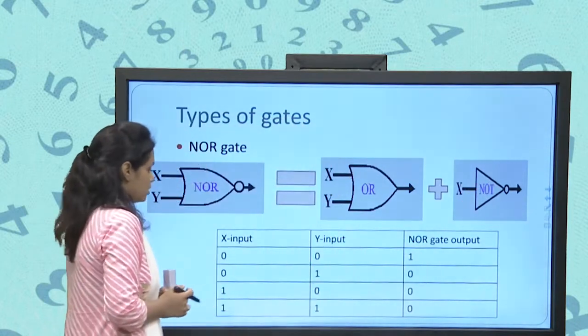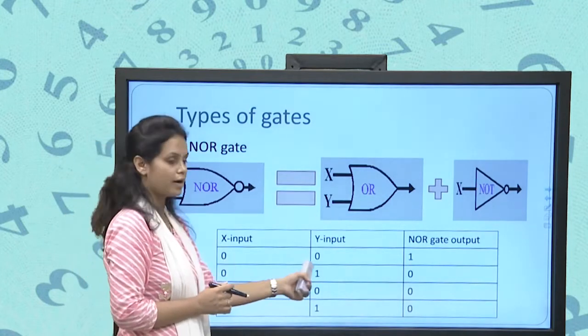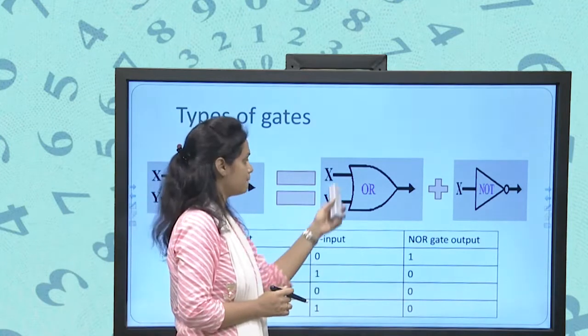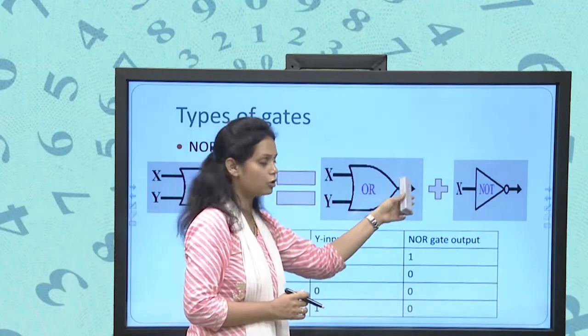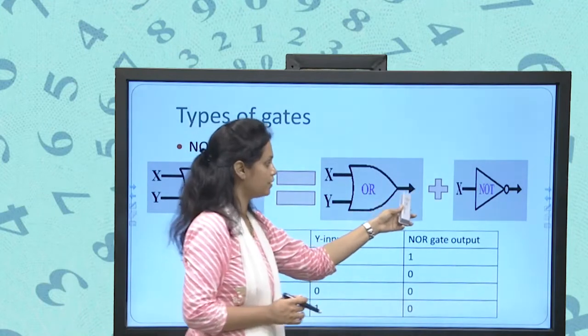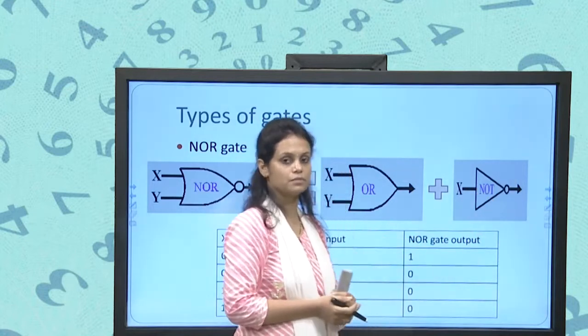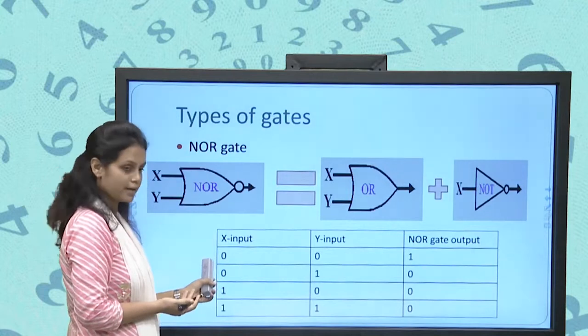In the next example, our x input is 0 and y input is 1. So 0 and 1. The output of the OR gate is 1. We pass it over here, and the output of this NOT gate will become 0. Fine. The next case is the same as above.